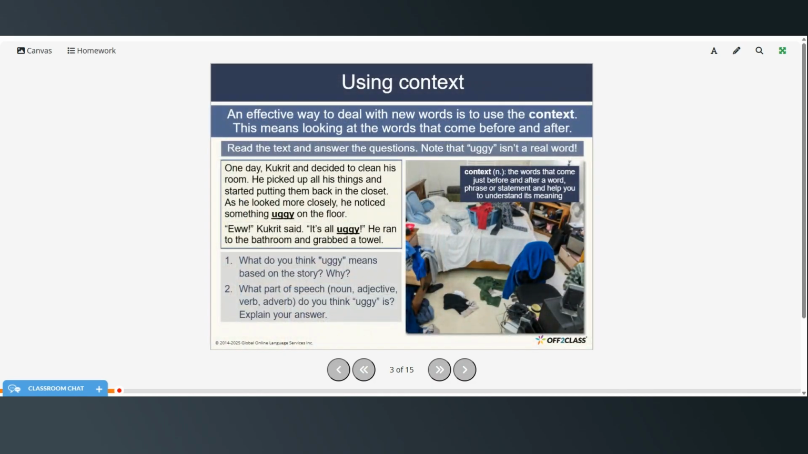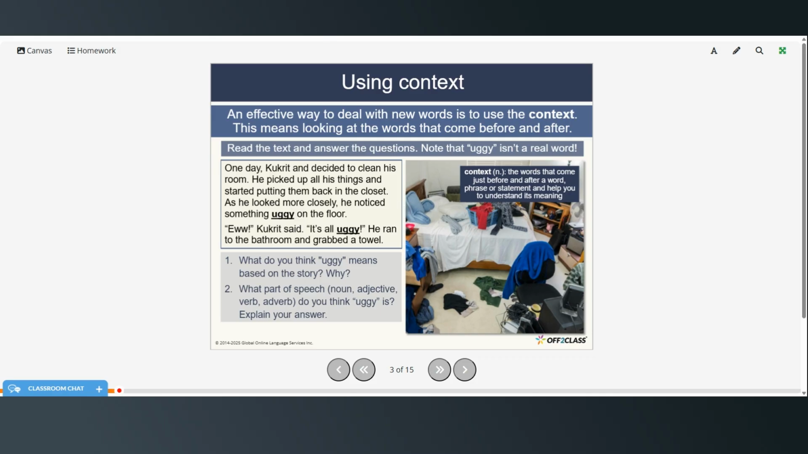So an effective way to deal with new words is to use context. This means looking at the words that come before and after the word that you don't know. And here's the definition. Context is a noun. The words that come just before and after a word, phrase, or statement and help you to understand its meaning.